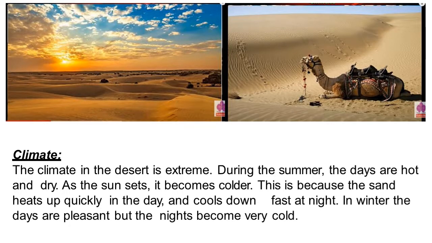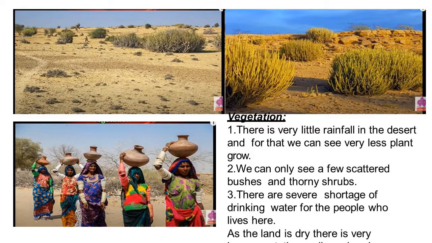Climate. The climate in the desert is extreme. During the summer, the days are hot and dry. At sunset, it becomes colder. This is because the sun heats up quickly in the day and cools down fast at night. In winter, the days are pleasant, but the nights become very cold.